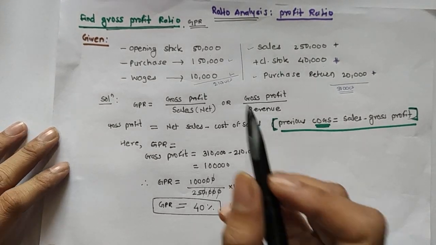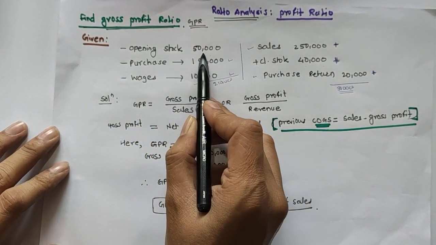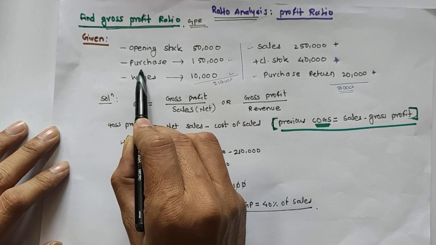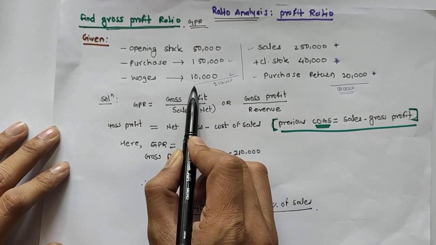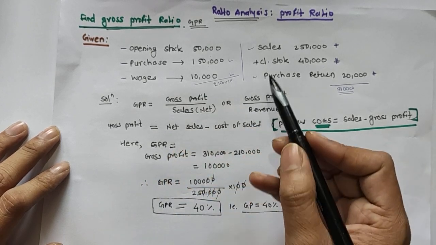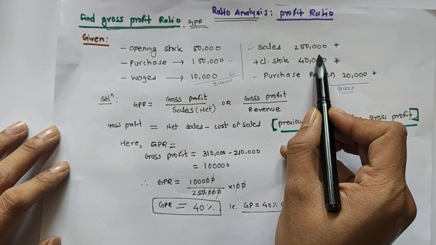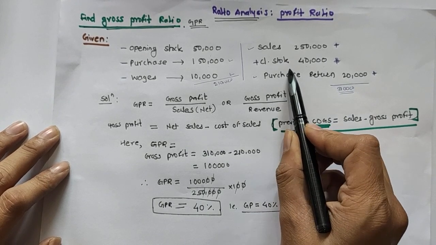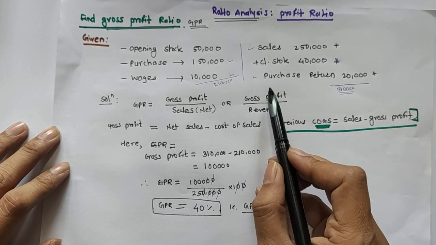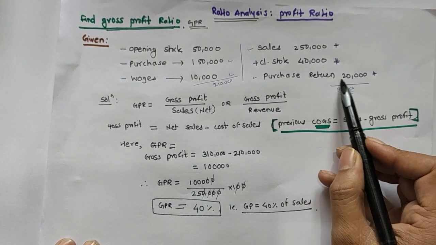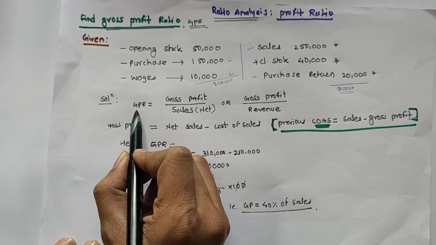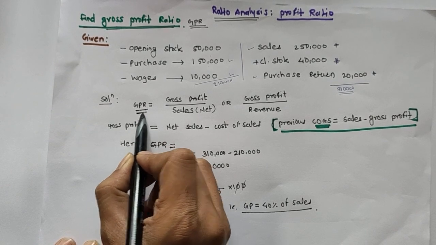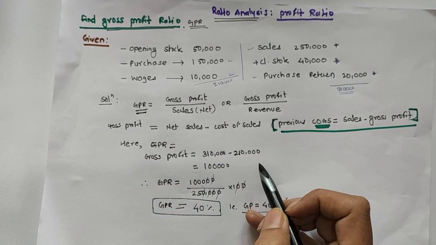See what they have given. Opening stock is 50,000, purchase is 1,50,000, wages paid is 10,000, sales is 2,50,000, closing stock is 40,000, purchase return is 20,000. So we have to calculate the gross profit ratio. What is the gross profit ratio?